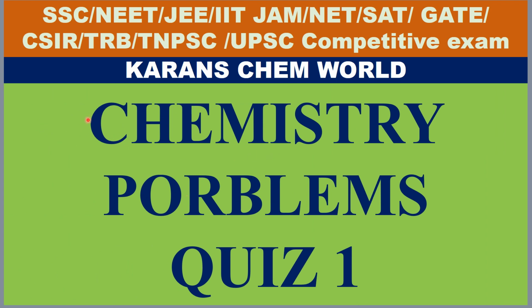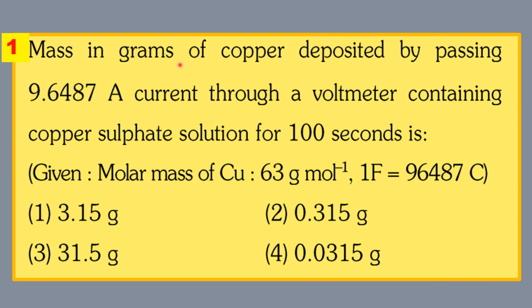In this video, let us solve a few problems asked in various competitive exams. The first problem is: the mass in grams of copper deposited by passing 9.6487 ampere current through a voltameter containing copper sulphate solution for 100 seconds is. There are four options given.